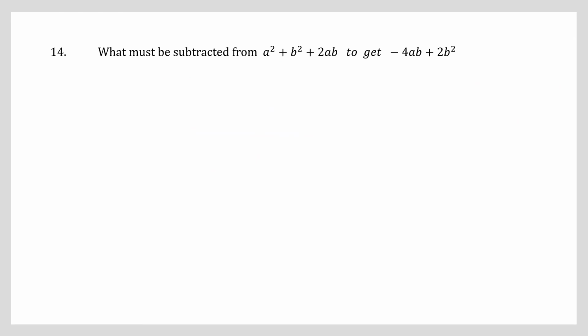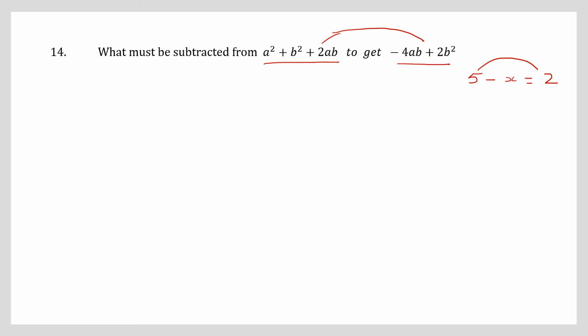Question 14. What must be subtracted from this to get this? Okay, now suppose I have a simple question. What should I subtract from 5? What should I subtract? I can put x. What should I subtract to get, say, 2? Okay, so what should I get here? I need to get 3, isn't it? How do I get 3? 5 minus 2. So same way, I take this number, and to find the other number, I need to subtract these two.